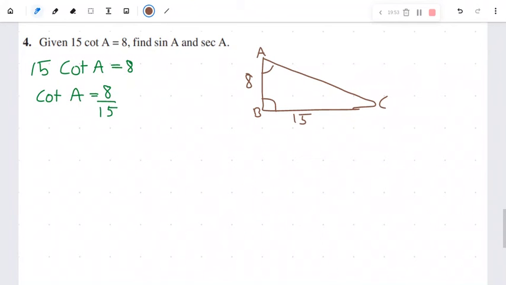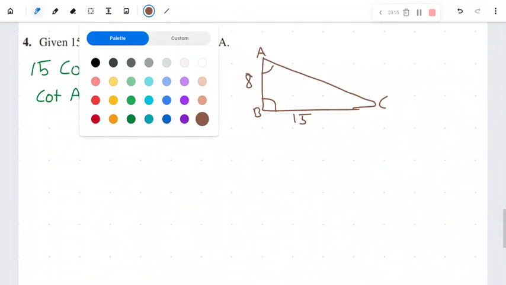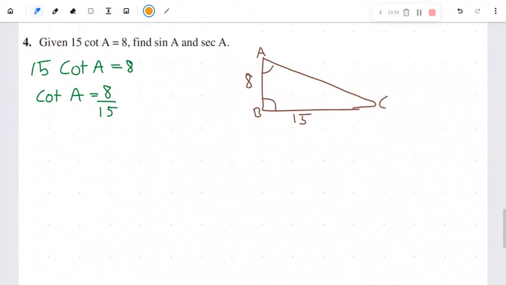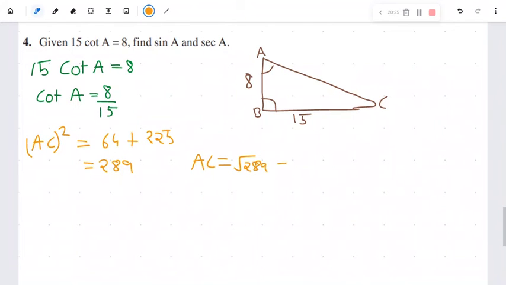Now again, hypotenuse I have to find. We will do the Pythagoras theorem. So AC square will be equal to, you all know what steps I'm doing, 8 square, that is 64, plus 15 square, that is 225, that gives us 289. So AC will be equal to root of 289, that is 17. So 17 is the hypotenuse.